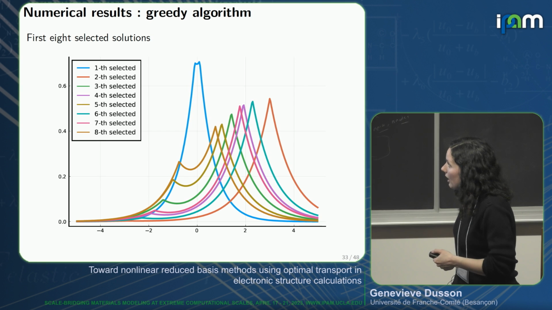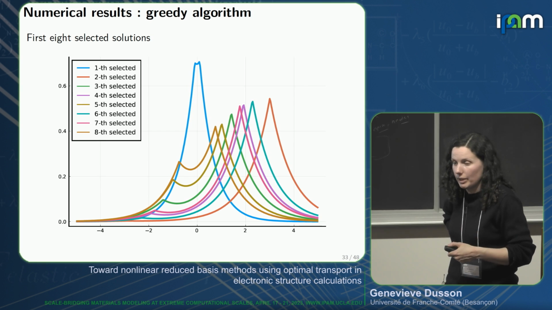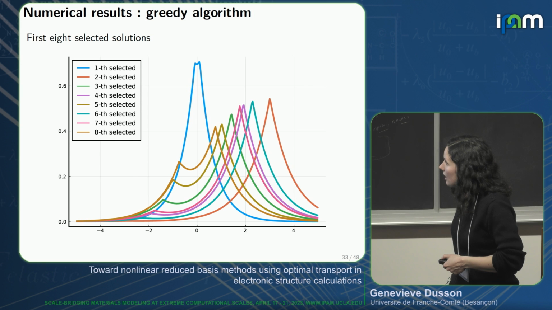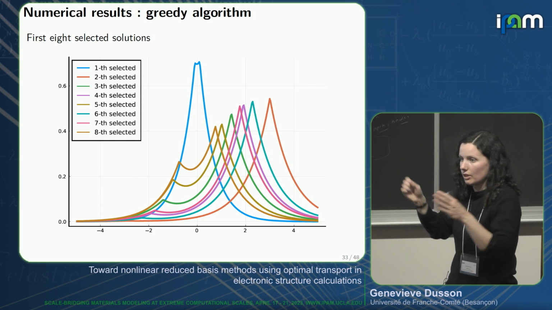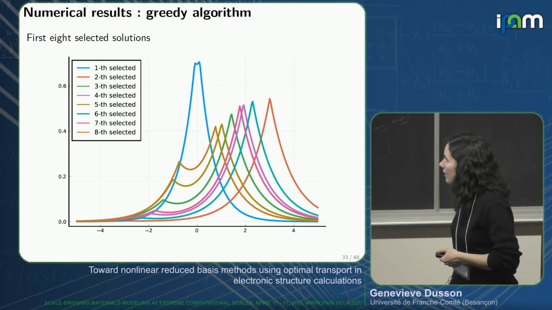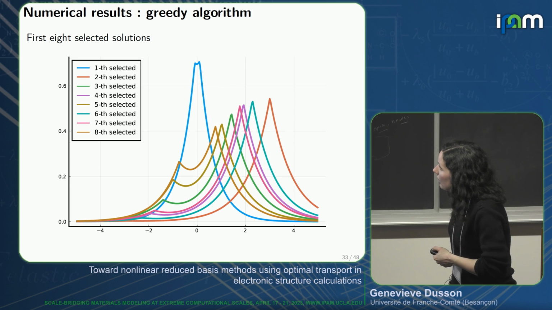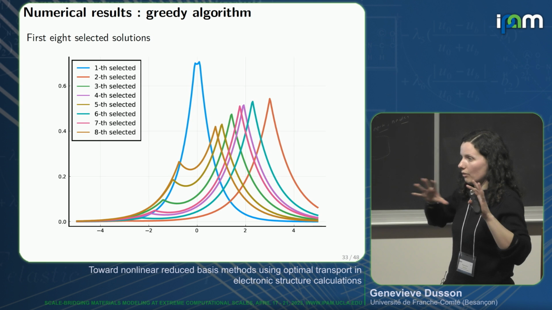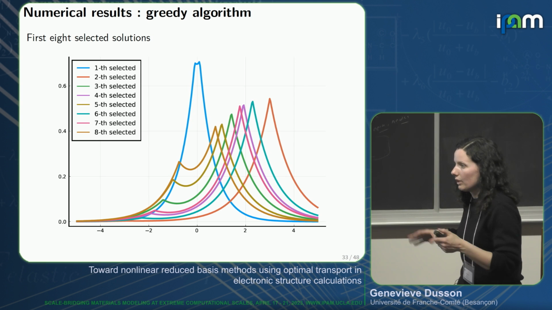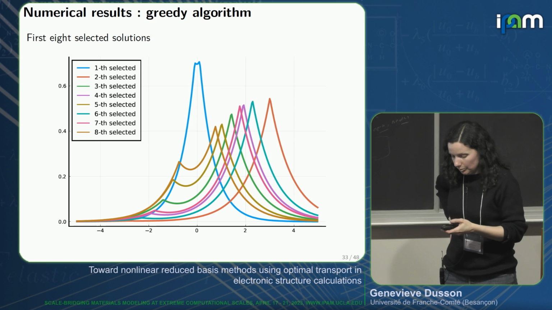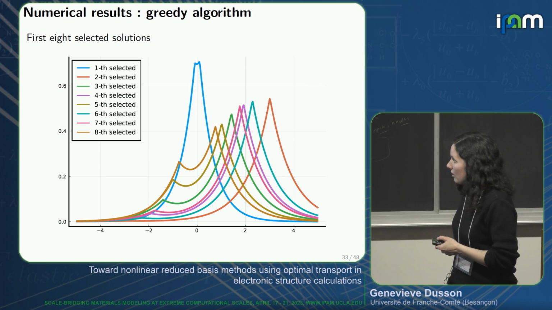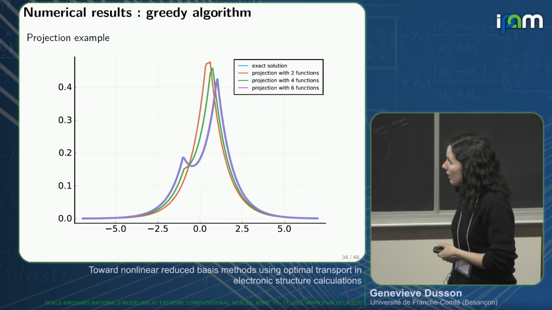Okay, so these are the first 8 selected basis functions. What you see is that first we select the blue one, then the red one. So these are the ones that are further apart. And then we will select the green one, which is in the middle, and then we will fill the space so that we approximate the possible solutions as best as possible.